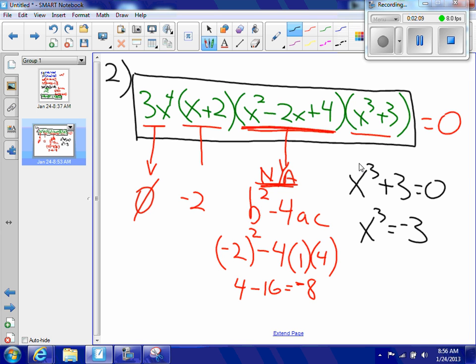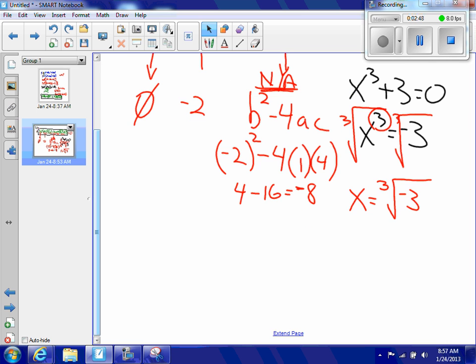Now, if the power of x was even, then this would be an imaginary number, wouldn't work. But it's not. It's odd. So I can actually go ahead and take the cube root of this and the cube root of that. And I would wind up with x is equal to the cube root of -3. And if you think about it, that is in fact a real number.